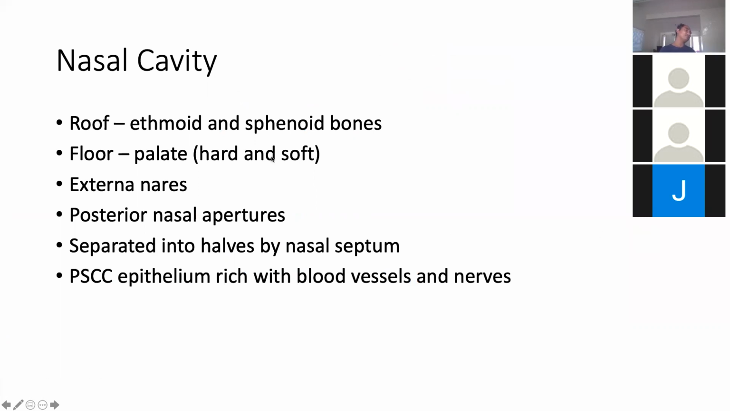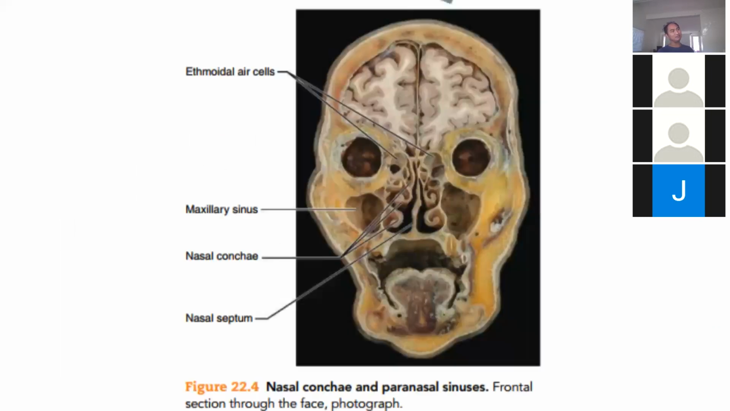Nasal cavity, we have talked about that already. The roof of the nose is ethmoid bone and sphenoid bone. The floor is hard palate and soft palate. We know the posterior nasal aperture is separated into halves by the nasal septum, and lined by pseudostratified columnar ciliated epithelium. That is easy now, we have seen this already. This is the right nasal cavity. This is the left nasal cavity, separated by the internasal septum.